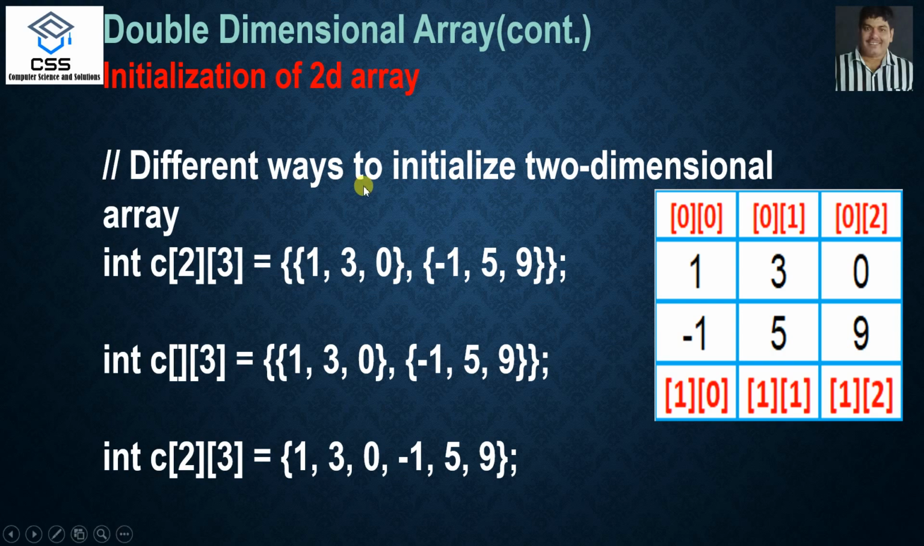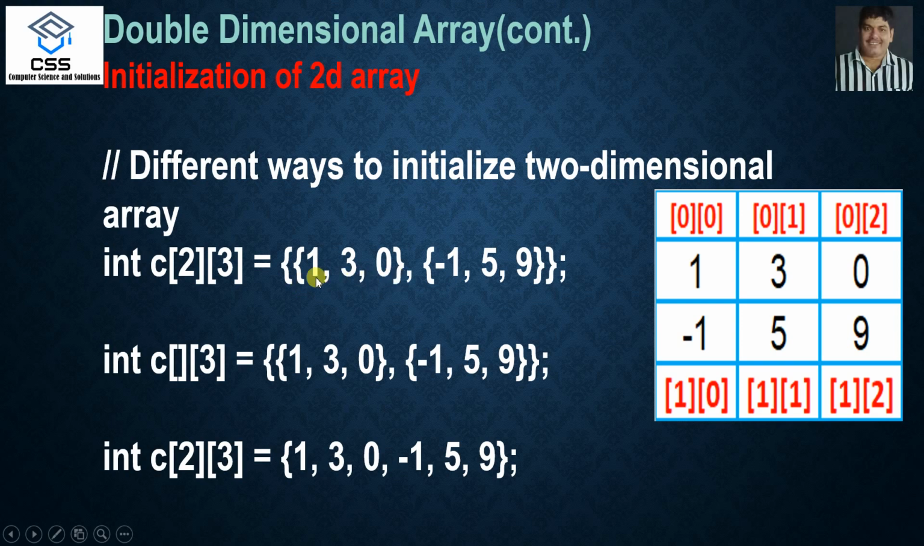How to initialize a two-dimensional array? There are various ways in which a two-dimensional array can be initialized. Suppose in the first initialization, int is the data type, c is the array name, 2 3 means 2 rows 3 columns, so the total number of elements is 6. The elements might be represented in this way.